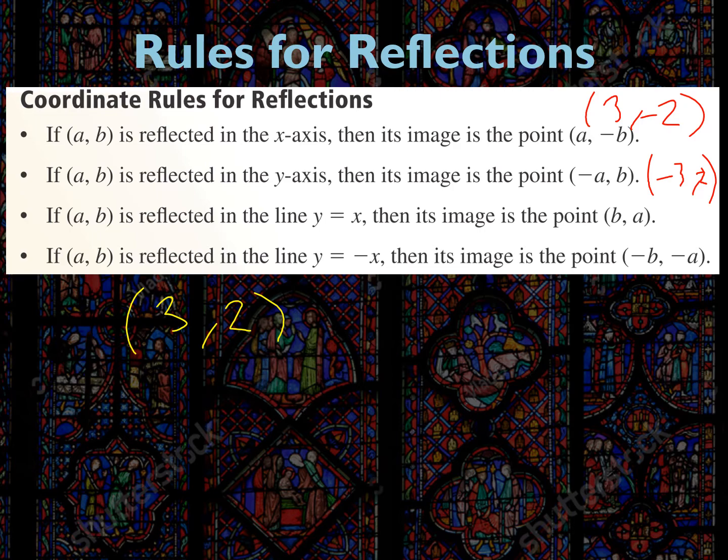The third rule, if a, b is reflected in the line y equals x, then its image is the point b, a. So we just saw this in example 2. You would reverse the x and y coordinates. So this would be, say, 2, 3. Finally, if a, b is reflected in the line y equals -x, then its image is -b, -a. So you're going to flip the coordinates and change both of their signs. So this would become, say, -2, -3.